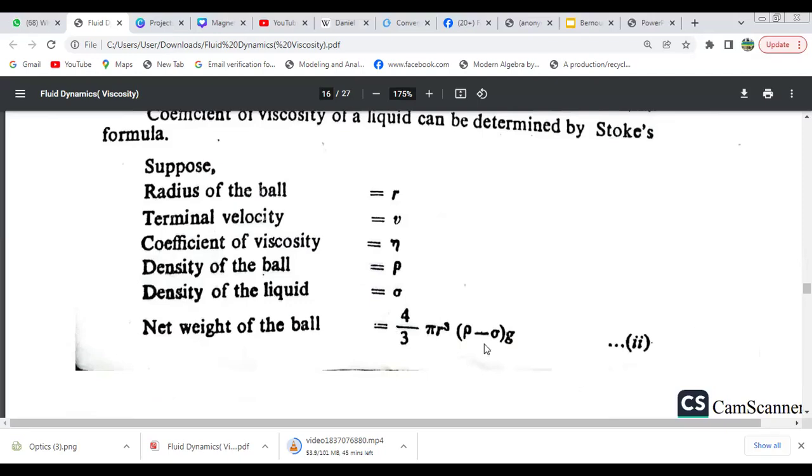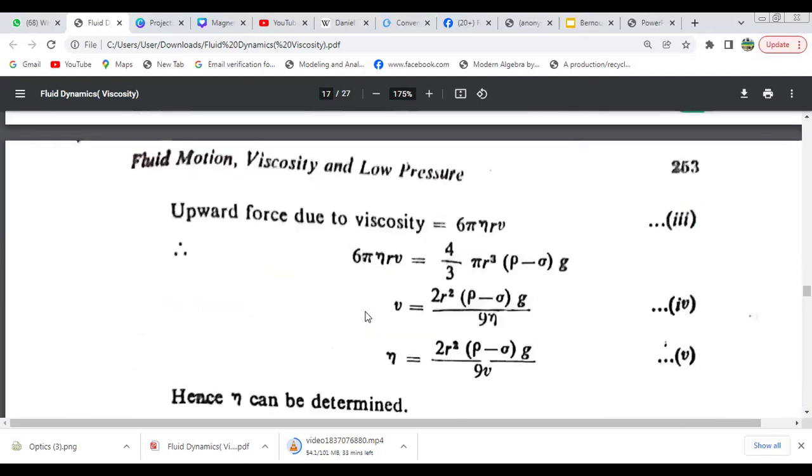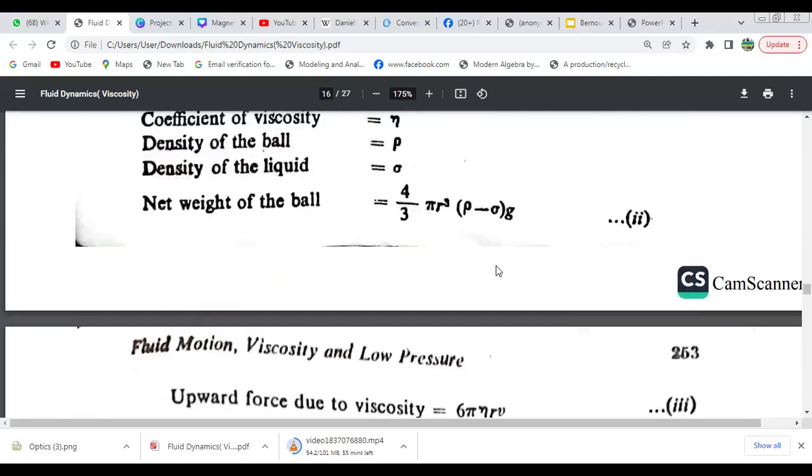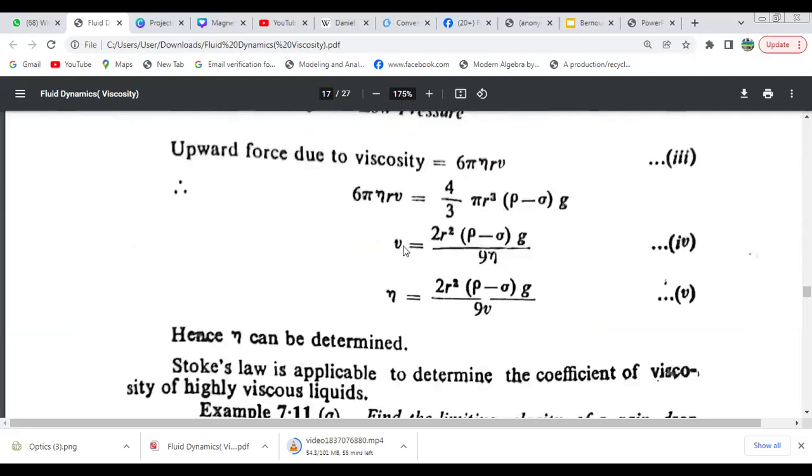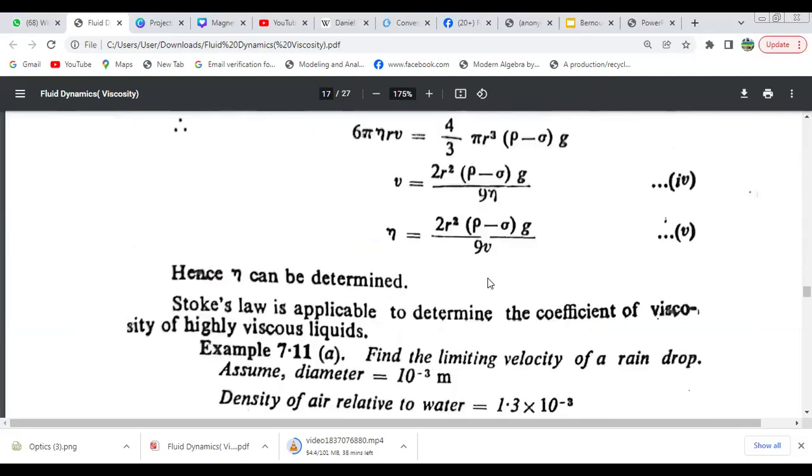This is the volume. Net weight, mass, so rho minus sigma into g. So the upward force due to the viscosity is 6 pi R eta v. Actually, equation number 3 and 2 are equal, so we can easily get v equals to this and eta equals to this one. Hence, eta can be determined.